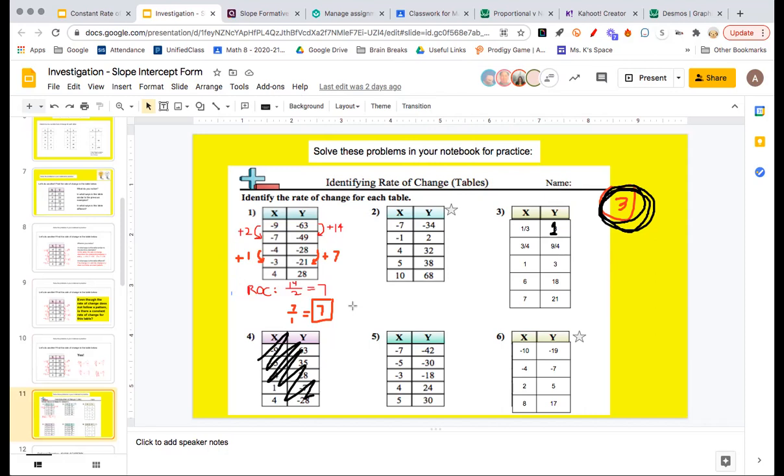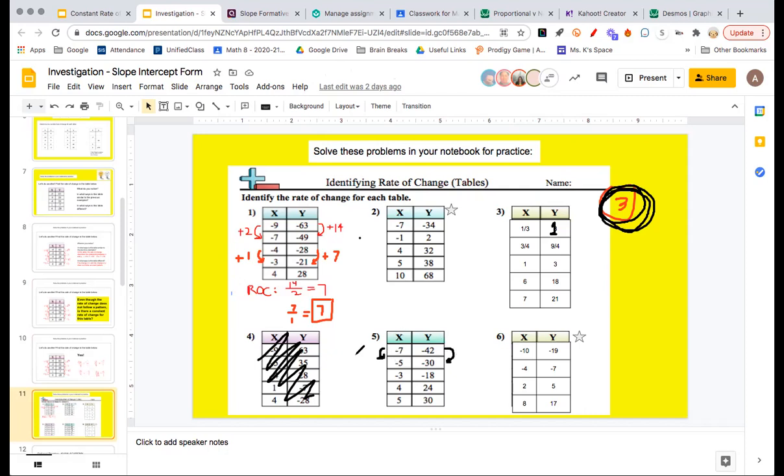Miss, I'm not understanding because they don't have a specific pattern. Ah, okay, so let's check that out. Which one do you want to look at? Can we look at the 5th one? The 5th one. Number 5? Yeah. Okay, so it doesn't follow a pattern. So let's just look at what we've got.